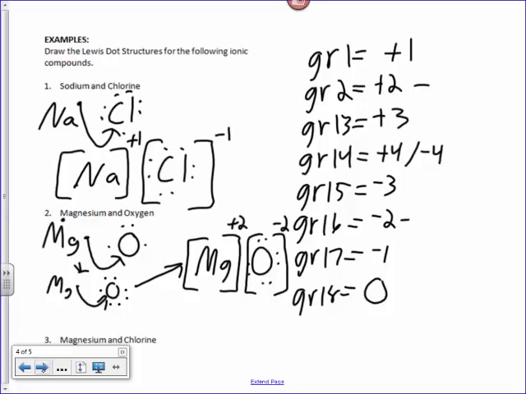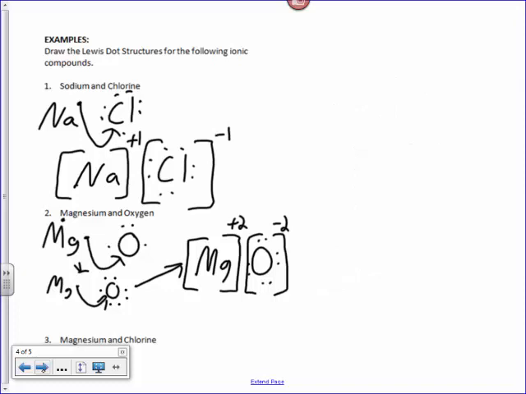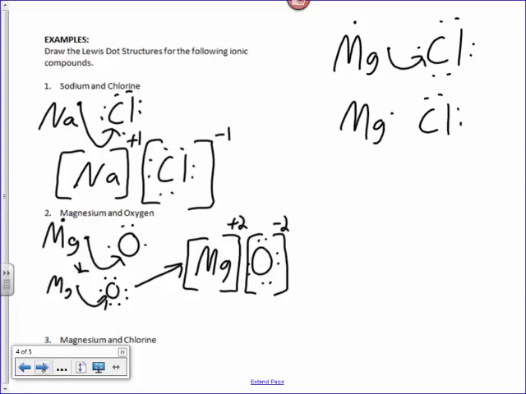So magnesium and chlorine. Magnesium, that's 2. And chlorine, group 17, well, that's 7. So magnesium is going to give up 1, and now you have magnesium with 1 dot, and chlorine now has 8. You see a problem here. Magnesium still has 1, but chlorine already has 8. It can't take another one. So what happens here is another chlorine with its 7 is going to come in and pick up this extra electron. So you have magnesium with 0 dots now, and 2 chlorines that now have 8.